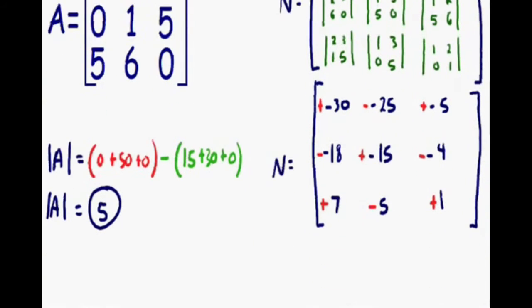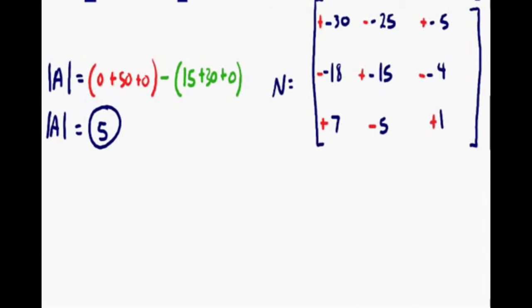So now I'm going to scroll down just a bit, just to give myself a little bit more space. So now if we simplify our matrix N, we have a positive and a negative 30. A positive and a negative gives us a negative number. We have a negative 25. Two negatives gives us a positive 25.